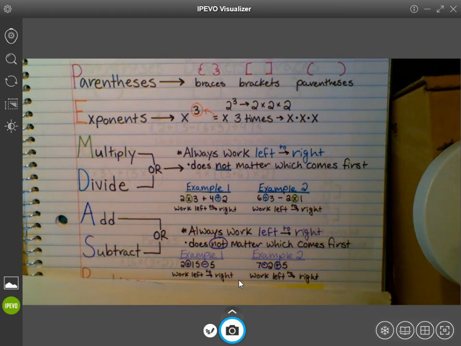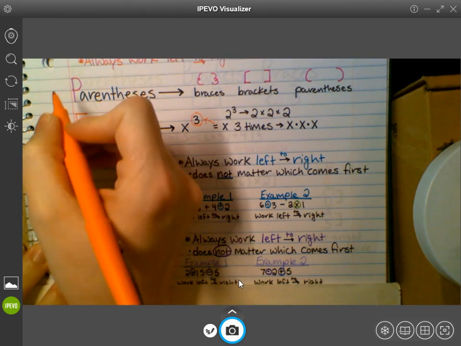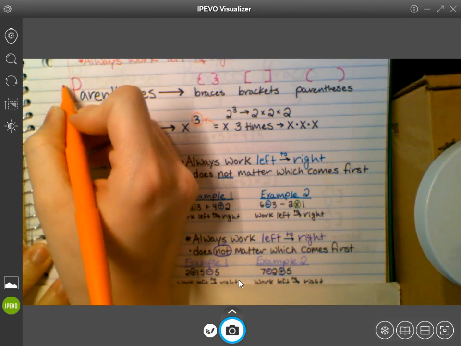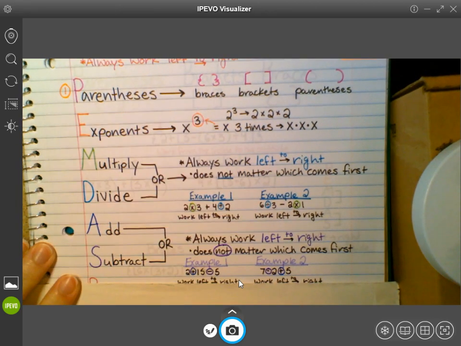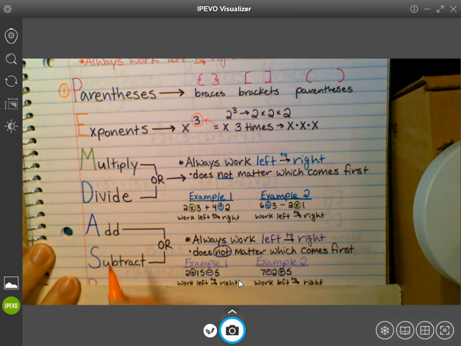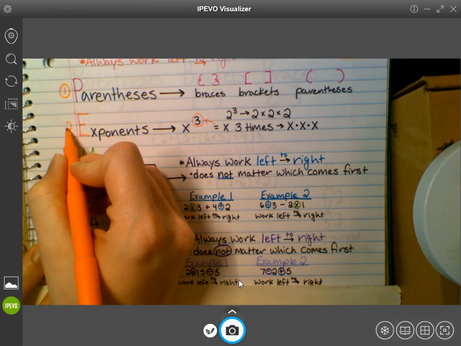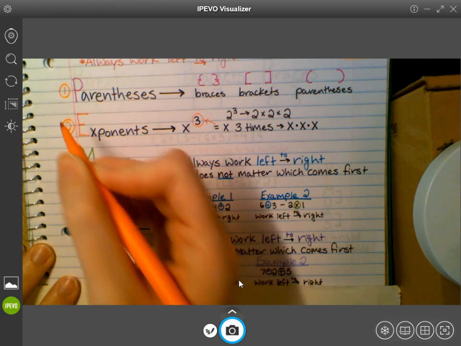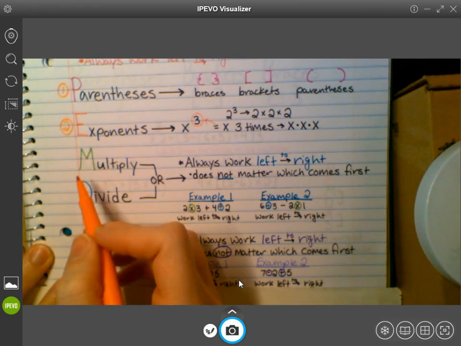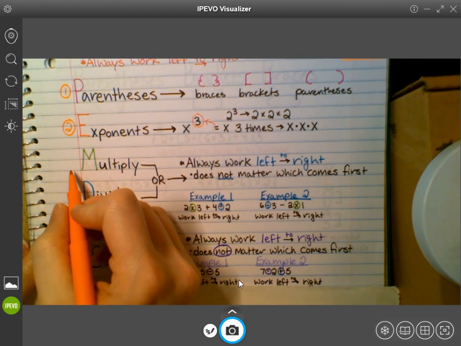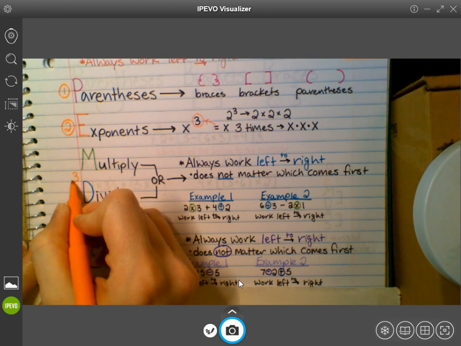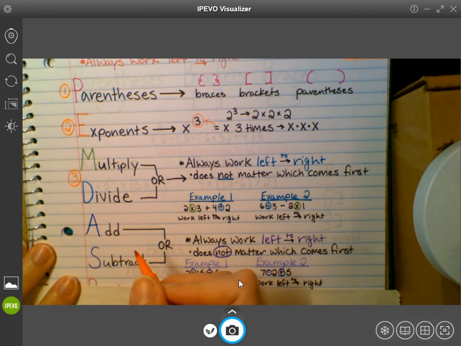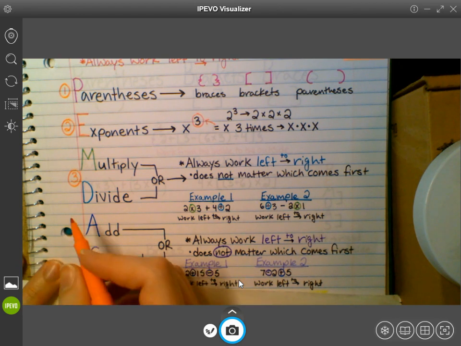Technically, we have 4 steps, because multiply and divide is grouped together and add and subtract is grouped together. So let's label them. Next to parentheses, let's put a 1. Next to exponents, let's put a 2. Then next to multiply or divide, let's put a 3. So notice I'm putting it right between them. Then next to add or subtract, right between them, let's put a 4.